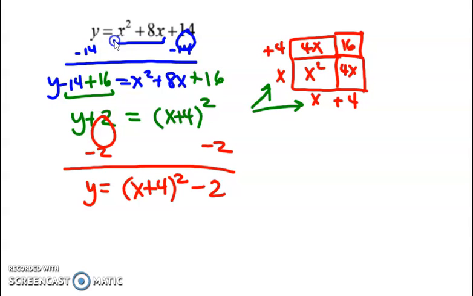The vertex for this parabola would be at negative 4, negative 2. Keep in mind that if I stick negative 4 into the parenthesis, I should get a 0. So negative 4 plus 4 is 0. So if you graph y equals x squared plus 8x plus 14, the bottom of the graph should be at negative 4, negative 2.